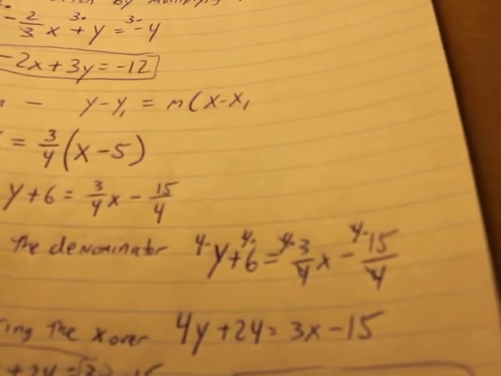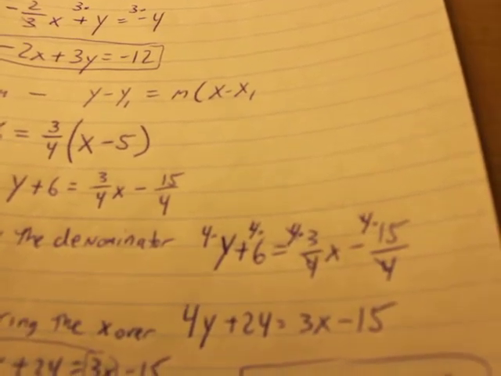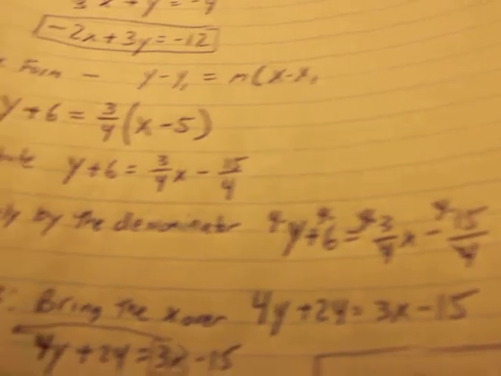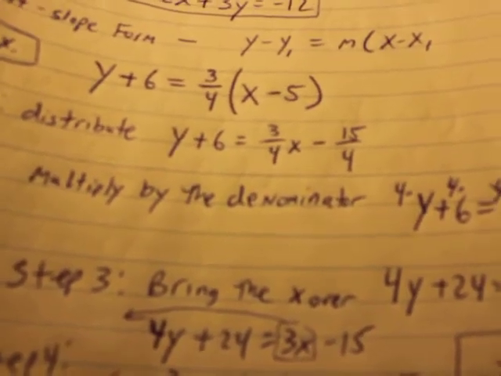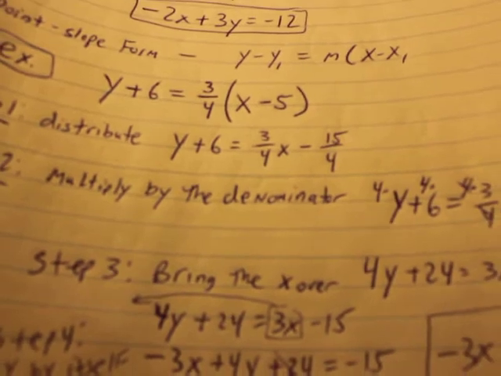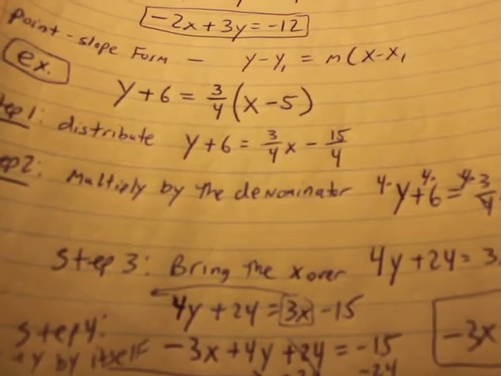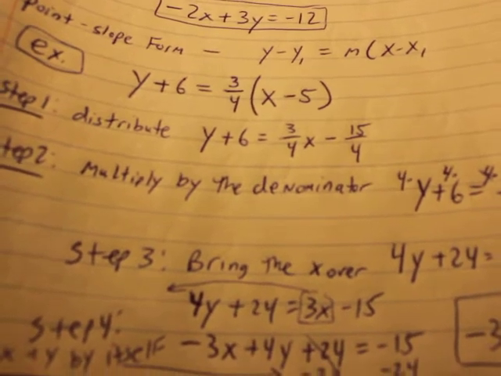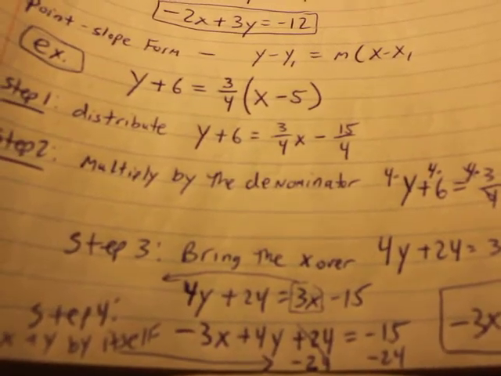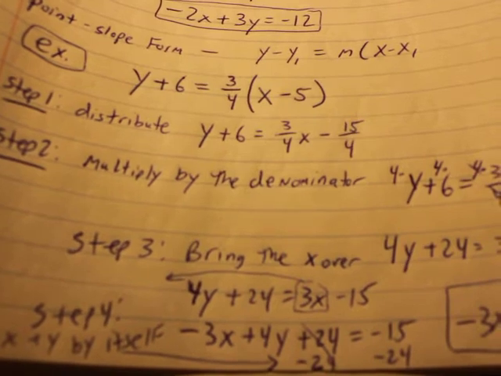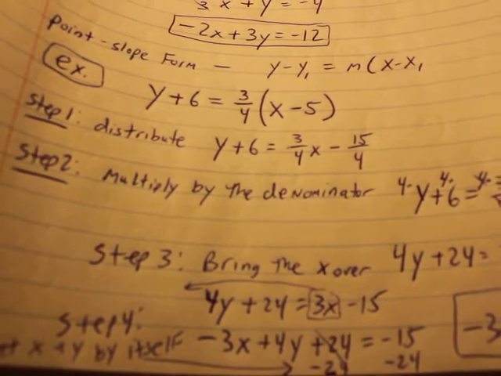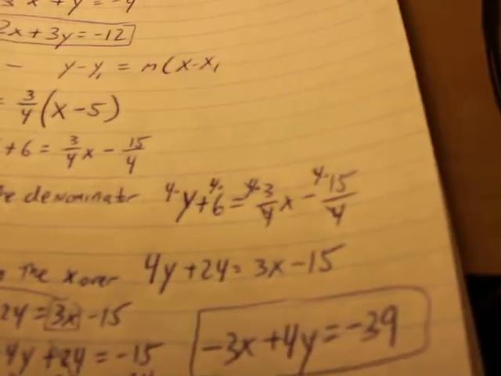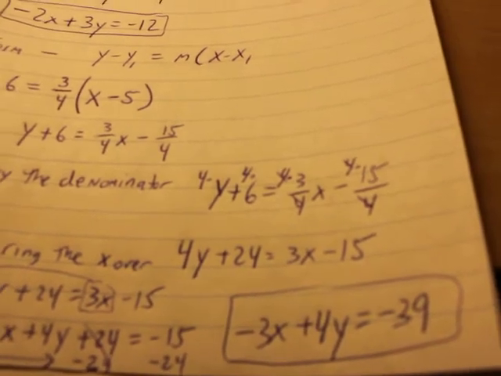So what do I want to do to get this in standard form? Well, I need the 3x over to the other side. So I'm going to bring the x term over to the other side, where it becomes minus 3x, right? But then I have to bring that plus 24 over to the other side. And of course, I'm going to do that by subtracting 24. And we're going to get the x and the y by itself. And boom, there it is.